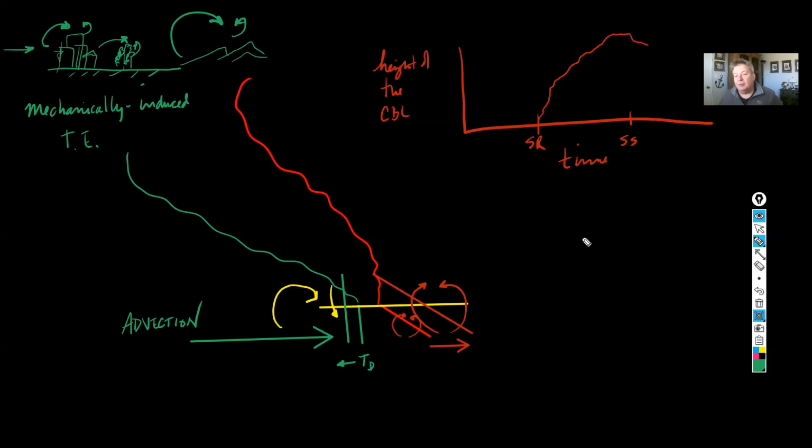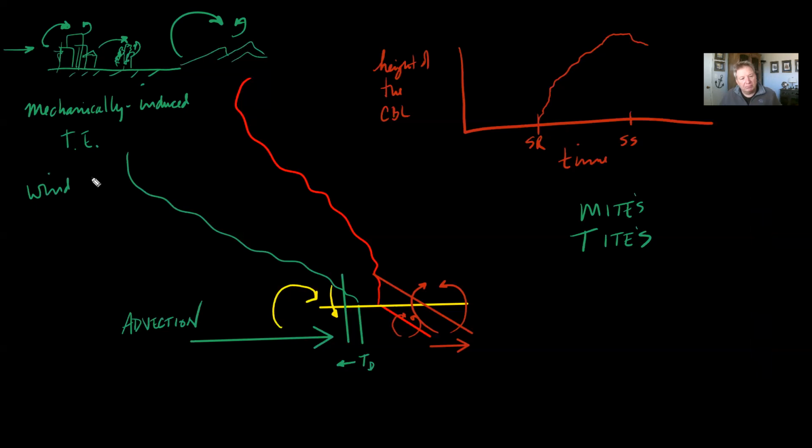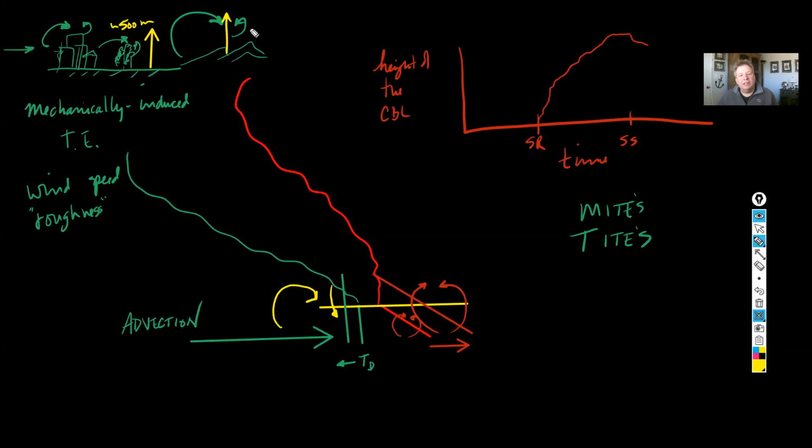So my students a long time ago, and this is not an official scientific thing, but I kind of like the creativity of my students. We have tights and mites. So mites and tights. Mechanically induced turbulent eddies, thermally induced turbulent eddies. And this is a result of wind speed. So stronger winds are going to create bigger eddies and roughness of the terrain. And that's actually the word we use. So that boundary layer, when I look at a height, can be maybe around 500 meters. Over a mountain, it can be more.